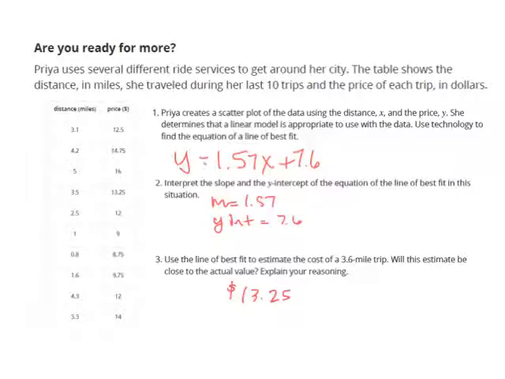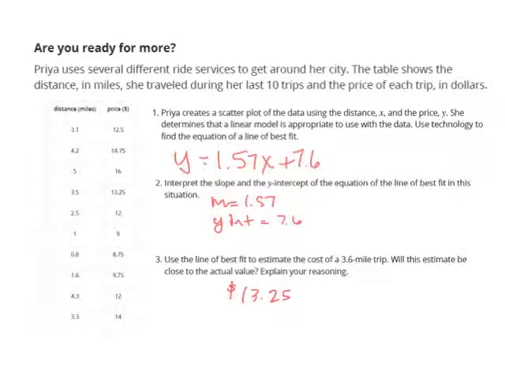Okay, here are the answers. You should be pretty right on with me if you entered the data correctly and did the entry of the equation. So this isn't an estimate. This is the line of best fit as calculated by the technology. The slope is 1.57.